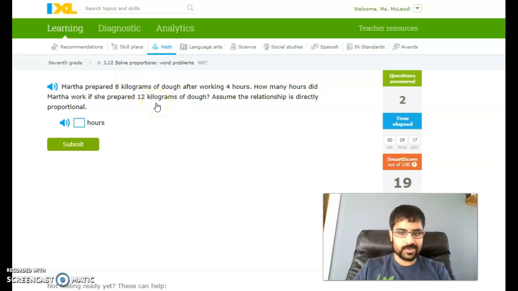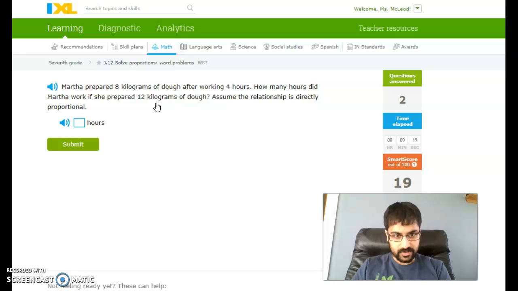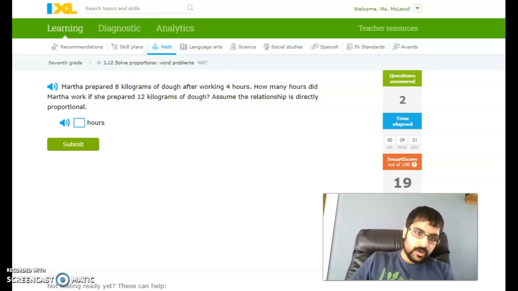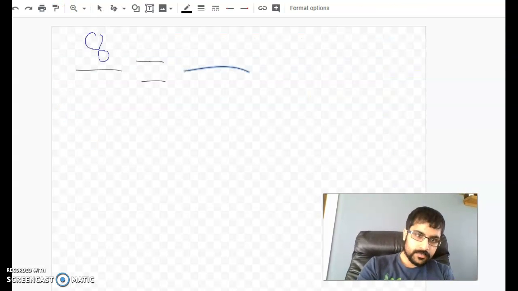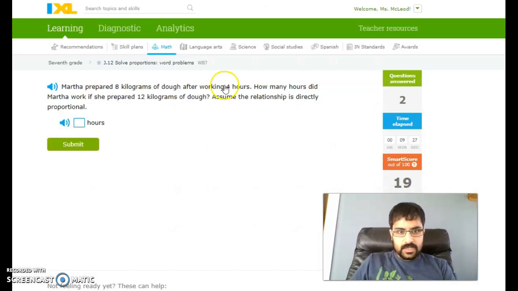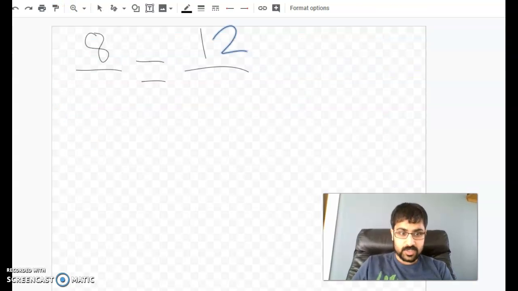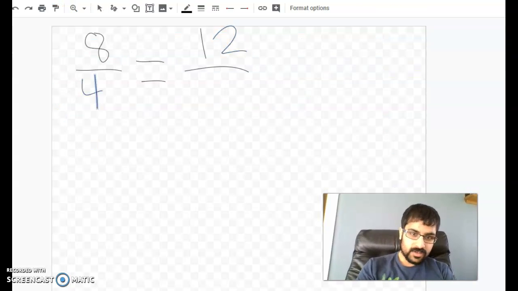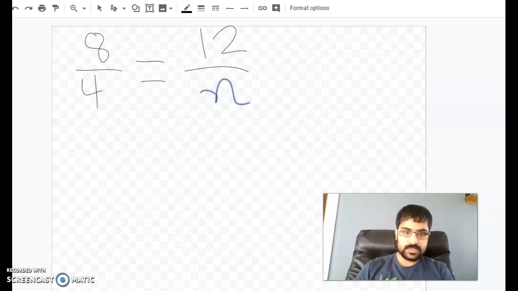If one's on the top, the other one can't be on the bottom. If one is on the left, the other one needs to match. So if I put 8 kilograms here, then the 12 kilograms needs to match up right here. By the same, if I've got 4 hours down here and I'm trying to find out how many hours she worked, then the variable has to be in a matching position, both on the bottom like this.